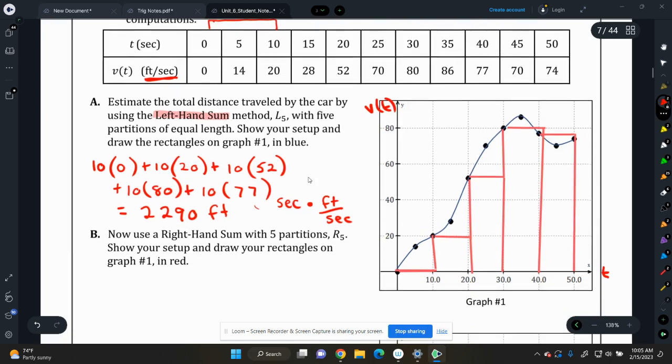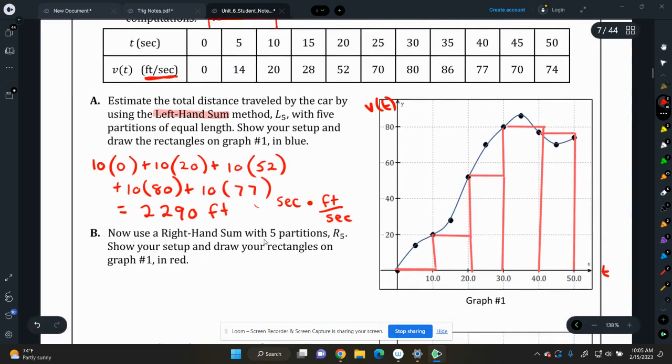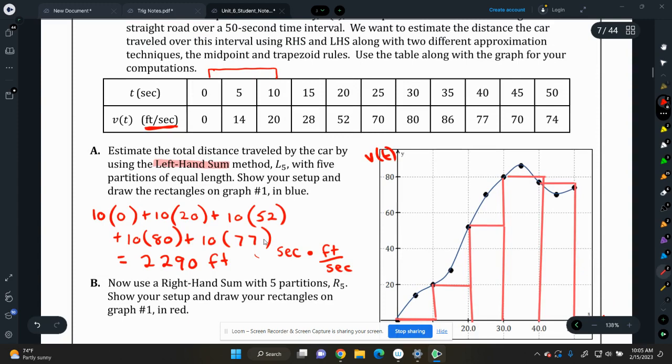Okay. Show your setup and draw the rectangles in the graph in blue. Okay, I'm not going to worry about that right now. Use the right sum. Okay, so I'm just going to draw my rectangles back up here again. There's one rectangle right there, and there's the next rectangle. And here's a third one. And the fourth one.